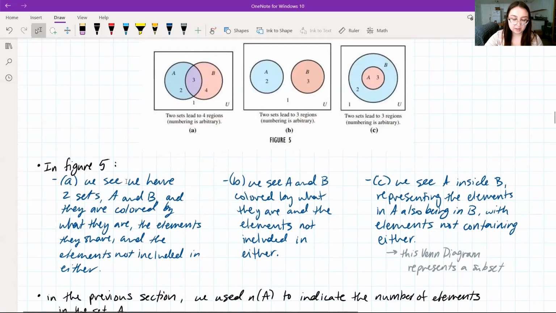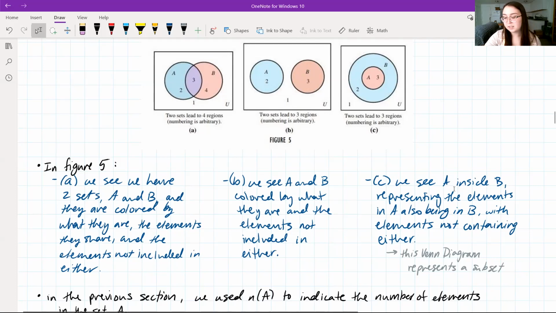What we see here, figure 5A, we have 2 sets, A and B, colored by what they are. So A is blue and B is pink. And then the elements they share, which is 3, and the elements not included in either, which is going to be everything in this box that's considered 1. Then for figure B, we have 2 different sets, not overlapping at all. We see that A and B are colored by what they are, so A is blue and B is pink. And the elements not included in either is going to be 1. So you see the elements in 2 are in A, elements in 3 are in B, elements in 1 are in neither.